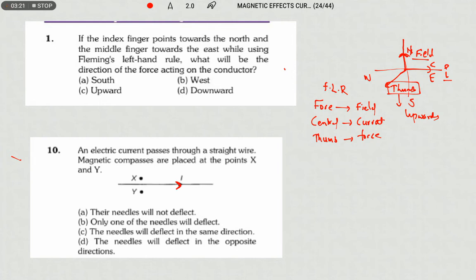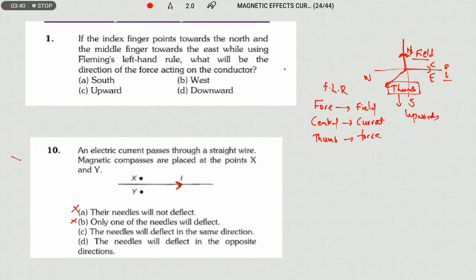Their needles will not deflect? No. If the compass is placed nearby, definitely the needles will be deflected. Only one of the needles will deflect? No. On either side of the conductor, both the needles will deflect. Now our aim is to find whether the needles will deflect in the same direction or in the opposite direction.